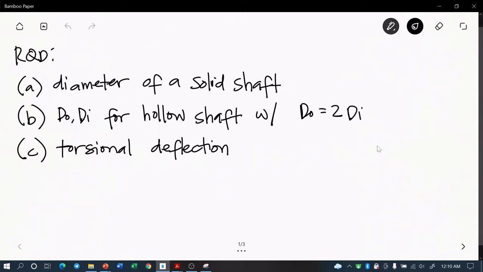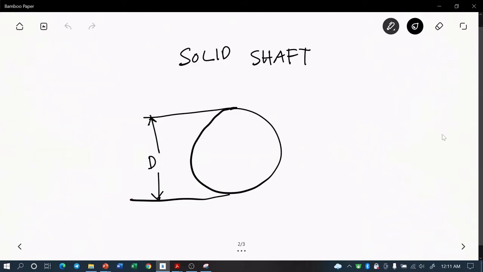So these are the requirements. First, we're going to solve for the diameter if it is a solid shaft. This is the cross section for a solid shaft, and it is required for us to solve for the diameter. In solving for the diameter, we're going to use the shear stress equation that involves the torque, the centroidal polar moment of inertia, and the torque applied.